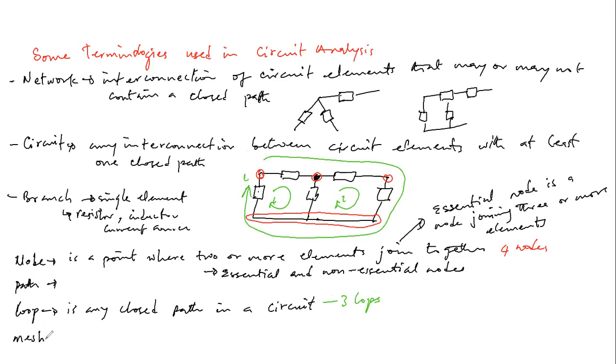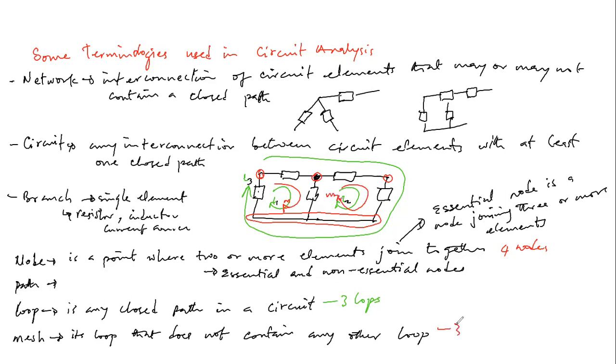Then finally here, we have mesh. A mesh is a loop that does not contain any other loop. So in other words, if this is loop one, loop two, loop three, now you see that loop three contains two different loops, so it is not a mesh. So in this case, we have two meshes. This is mesh one. This is mesh two. So the number of meshes here is two.